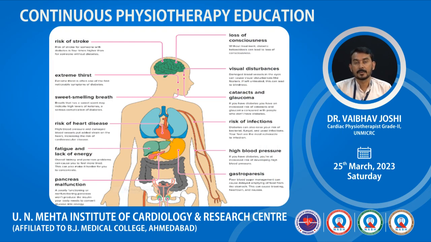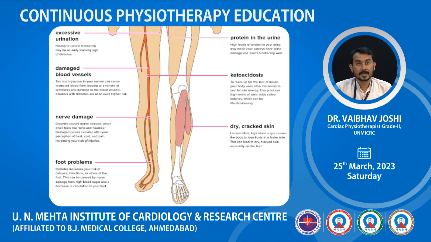What are the major complications of diabetes mellitus? There are risk of stroke, loss of consciousness, visual disturbance, cataracts and glaucoma, risk of infection. Diabetic patients are more prone to get infection. High blood pressure, gastroparesis, pancreatic malfunction, fatigue and lack of energy, risk of heart disease also present over there. Extreme thirst, as we discussed, because of polydipsia, and also sweet smelling breath because of ketoacidosis or ketone bodies. Excessive urination, damaged blood vessels, nerve damage and foot problem. As we see, gangrene in foot also can be seen in diabetic patient. Dry and cracked skin because of polyuria, fluid balance may be disturbed and skin gets very dry. Ketoacidosis, protein in the urine.